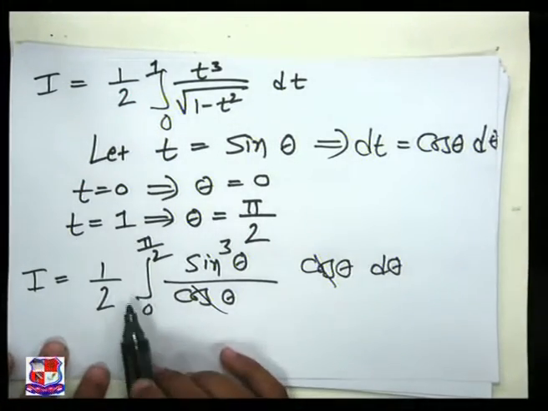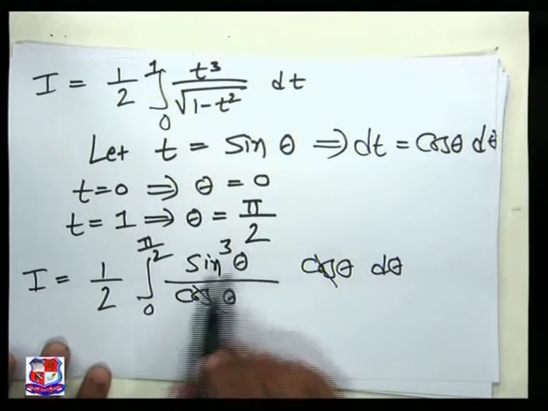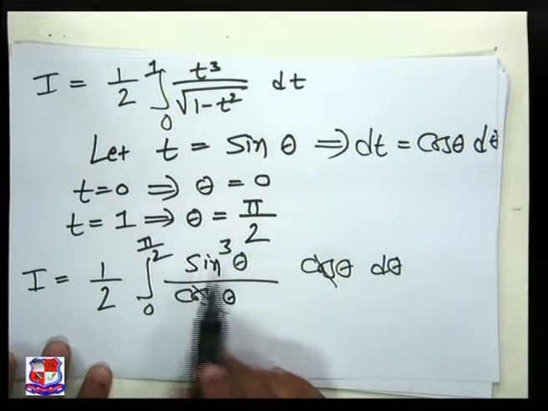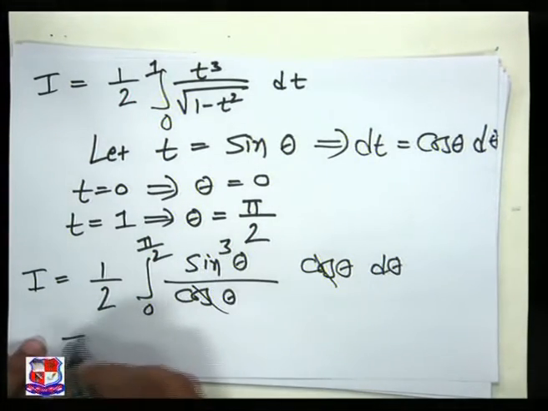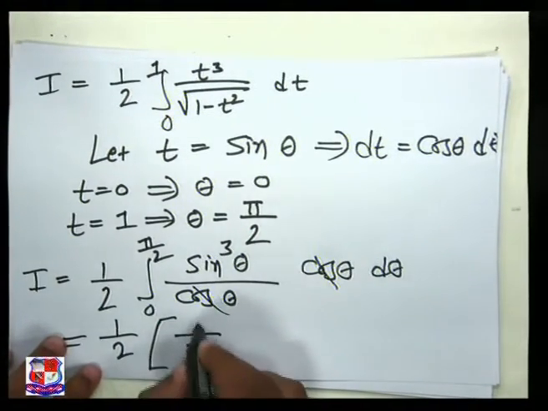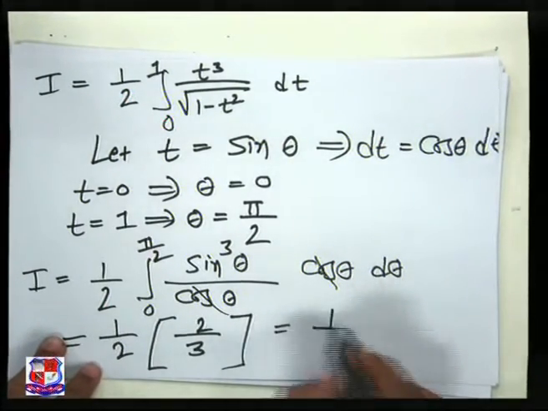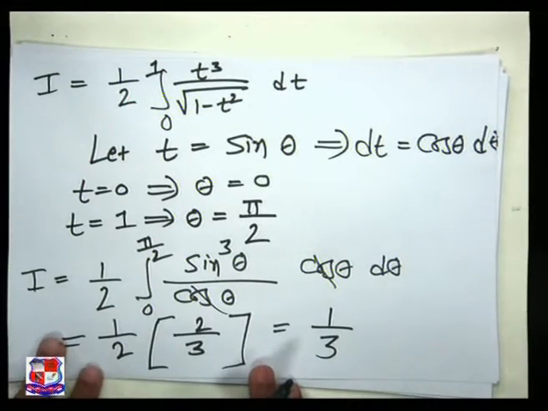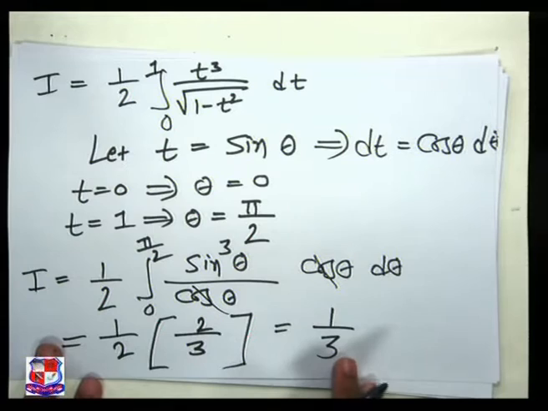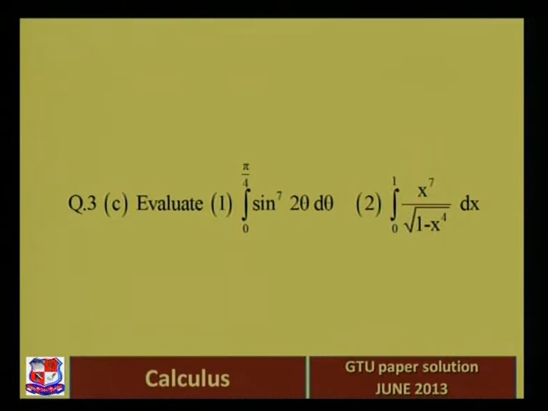Finally you will get 1 by 2 integration from 0 to pi by 2 sin cube theta. And now again we can apply the previous formula. Then 3 is an odd number, so we can write 1 by 2 times 2 by 3, which is equal to 1 by 3. So the value of the given integration is 1 by 3. So here we complete the solution of question number 3C, first part and second part. Now next question, question number 4A.